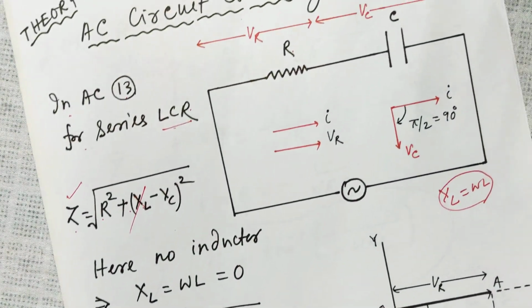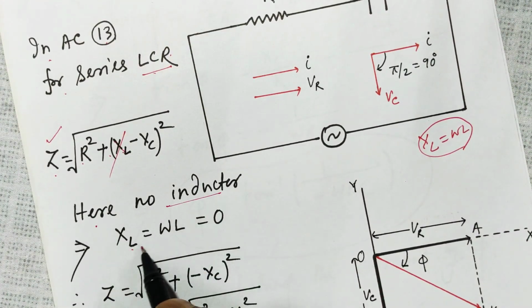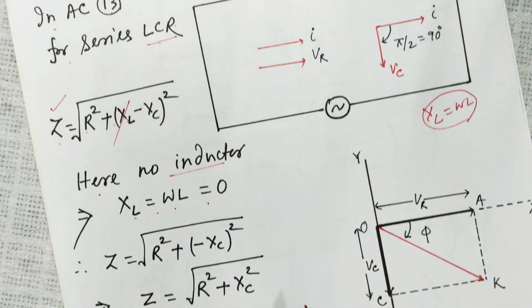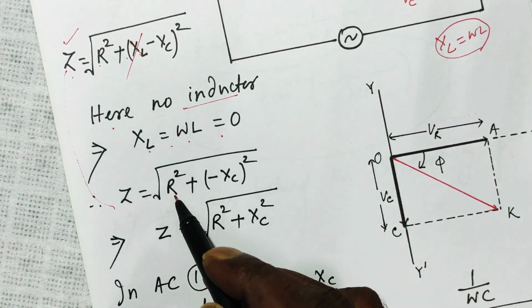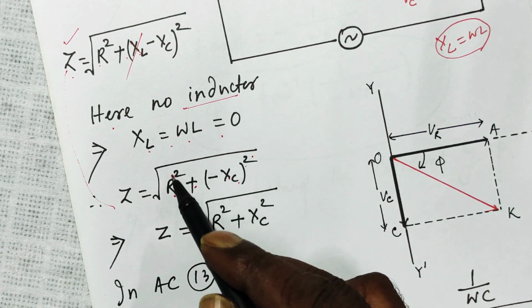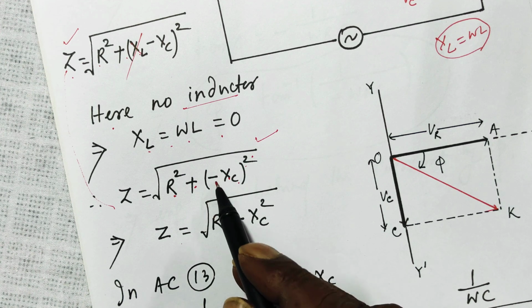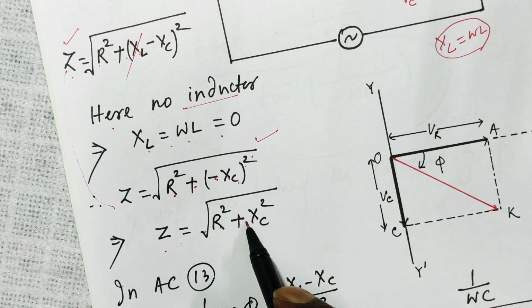Since there is no inductor, XL, which is omega L, is equal to 0. Therefore the impedance Z becomes the square root of R square plus (minus XC) square. It's a negative quantity, but the square of that becomes positive. So I am left with Z equal to the square root of R square plus XC square.